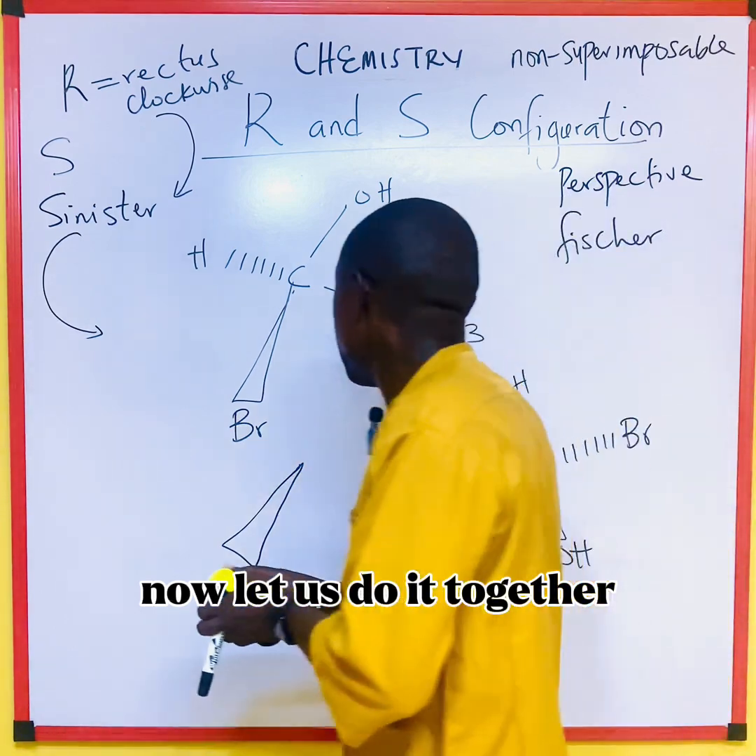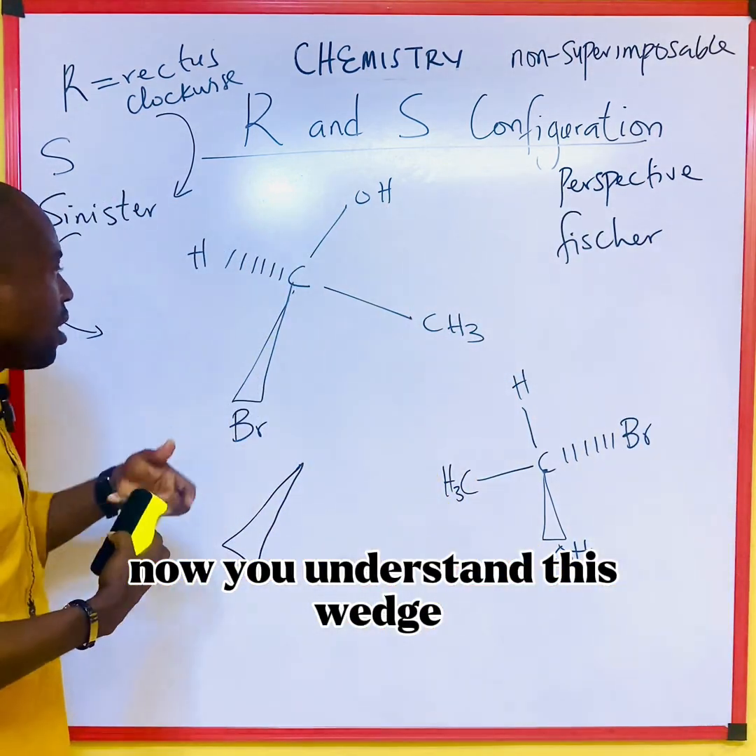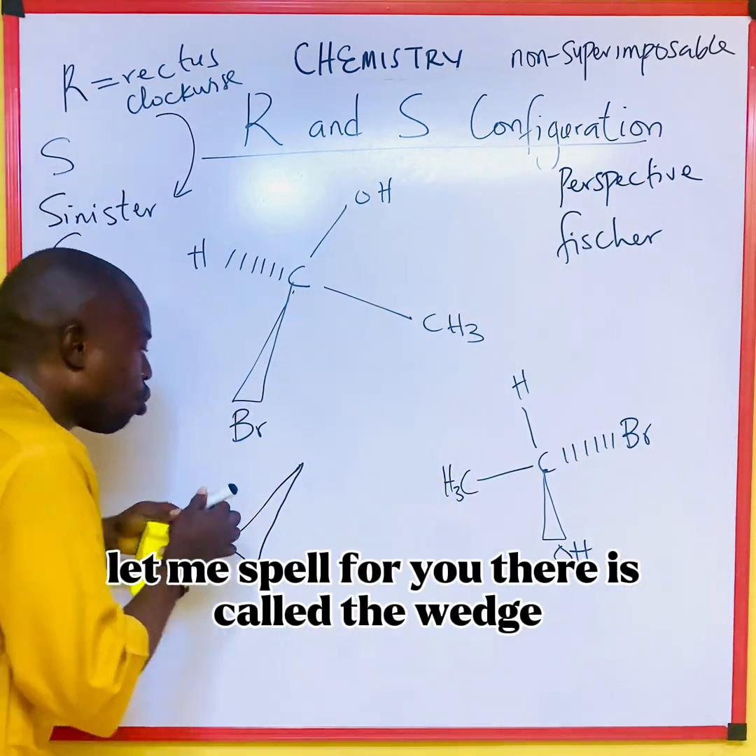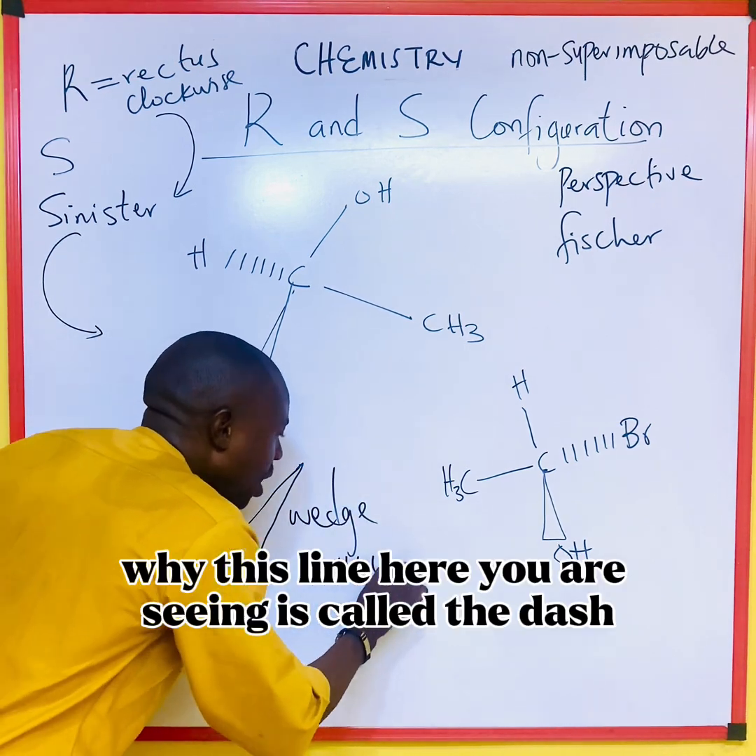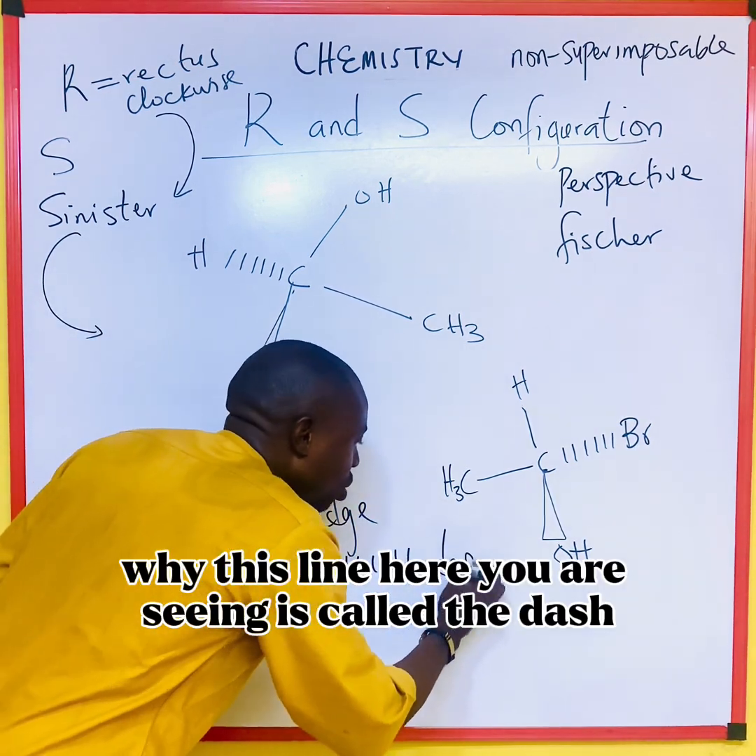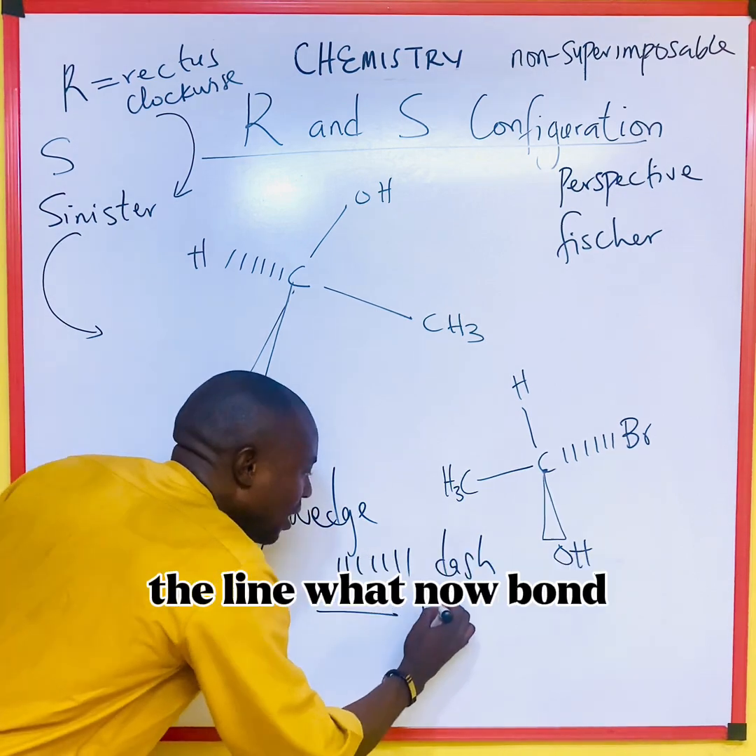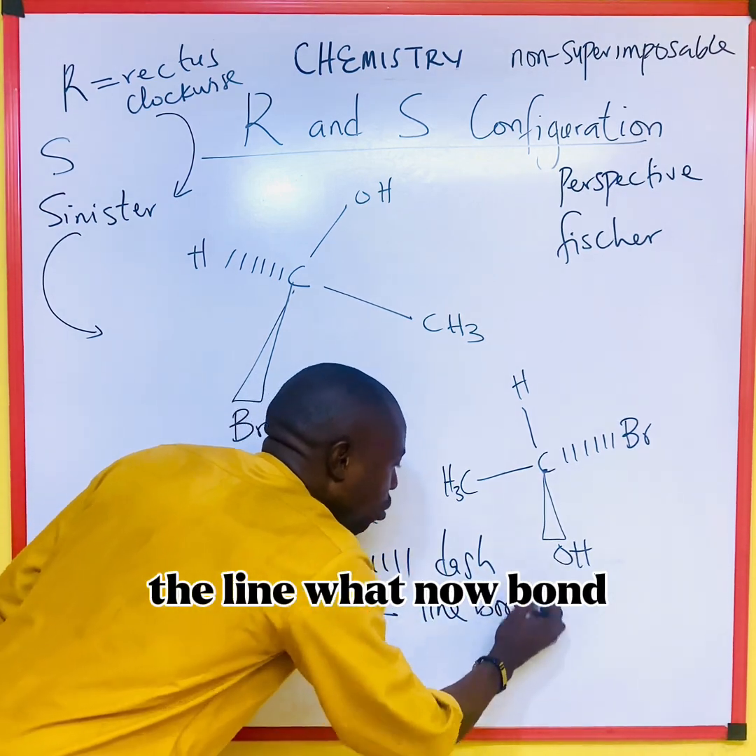Now, let us do it together. Now you understand this wedge. Let me spell it for you. This is called the wedge, while this line here is called the dash. And this one here is called the line bond.